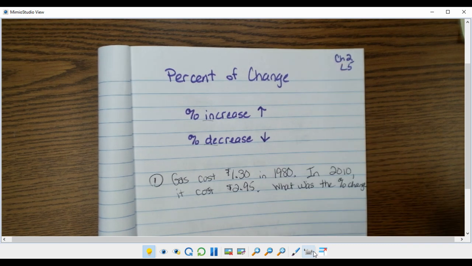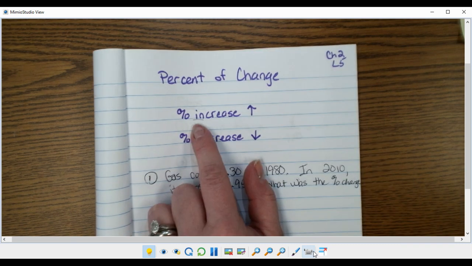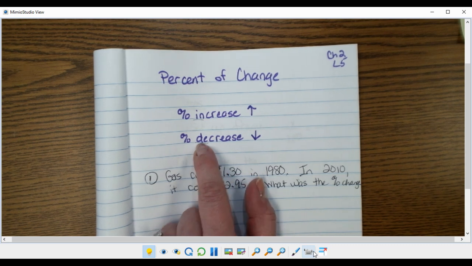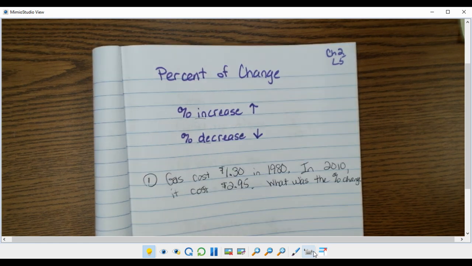There's two things that can happen. You can have a percent increase, which means it went up compared to the original, or you can have a percent decrease, which means it went down compared to the original. I usually remember D for down. If you're good with your prefixes, DE can actually mean from or down. It's a good way to remember it.